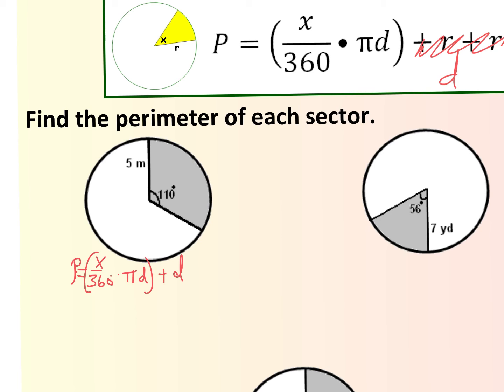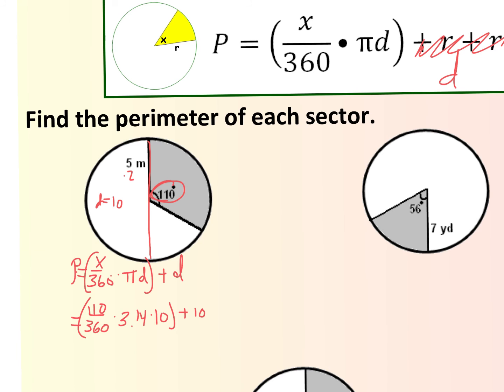So x is your angle still for the shaded sector, so 110 over 360 times 3.14 times your diameter. Your diameter is the distance all the way across your circle. So since our radius is 5, we need to multiply it by 2 to get our diameter of 10. So we're going to do times 10, and then at the end there, add your diameter, so add 10.